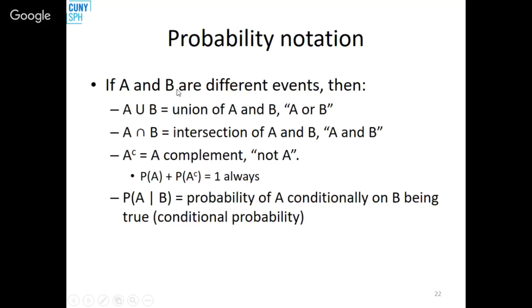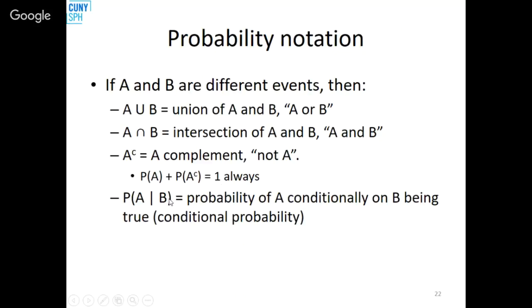If A and B are two different events, then A union B is A or B, so that's having one or the other of those events occur. The upside down U is the intersection of A and B. That means both of these events happen. A superscript C I will use for complement, meaning that A did not happen. Noting that the probability of event A plus the probability of its complement is always 1, because an event must either happen or not happen.